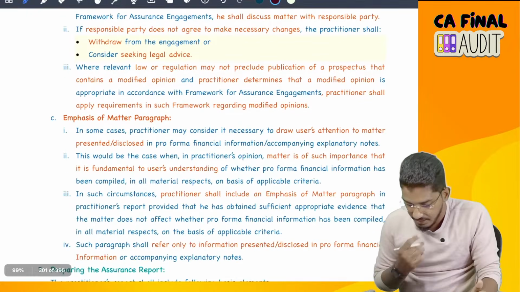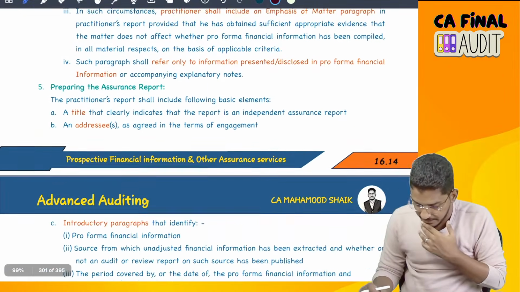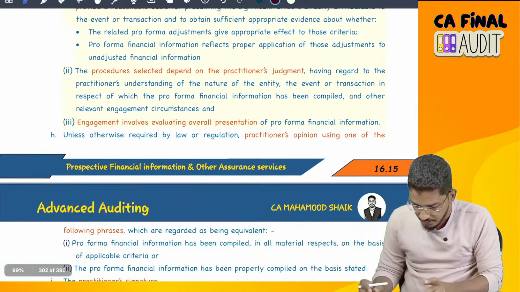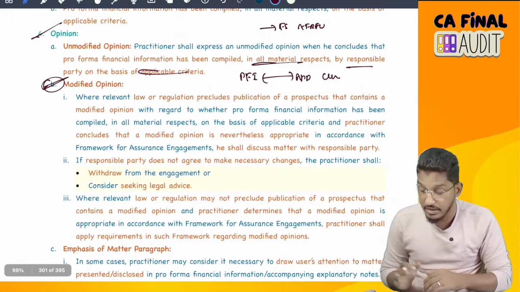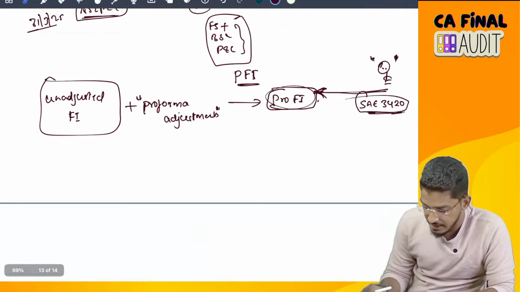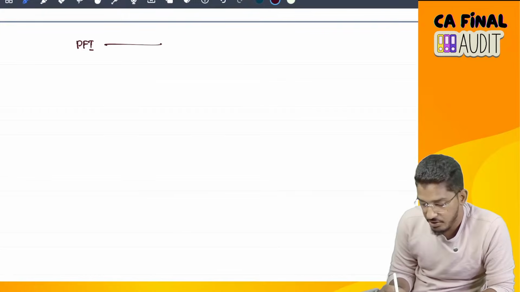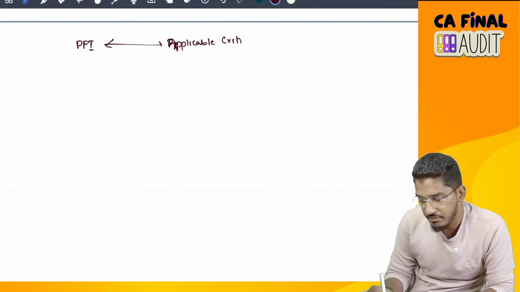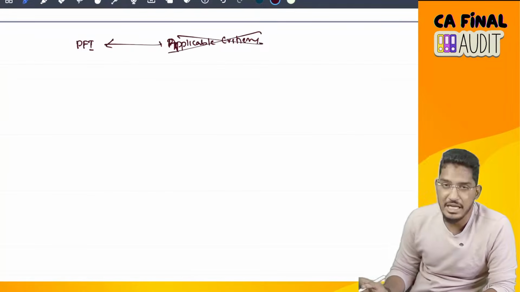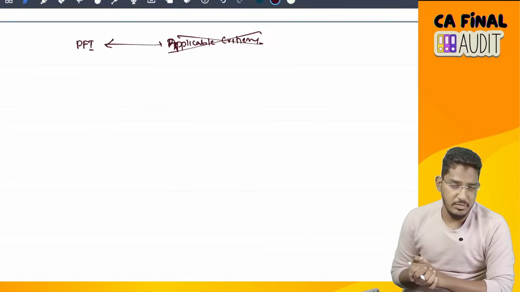See, sometimes some little things they will try to say here. So this modified opinion we have to understand. After that everything is common. We have already covered all this in other essays. Only one point which we need to cover here is the modified opinion. Say, for example, you have verified the pro forma financial information. You came to know that this pro forma financial information is not prepared as per applicable criteria, and you are not satisfied with it. Why? Because it was not prepared as per applicable criteria. That means management has not fairly presented the pro forma financial information.